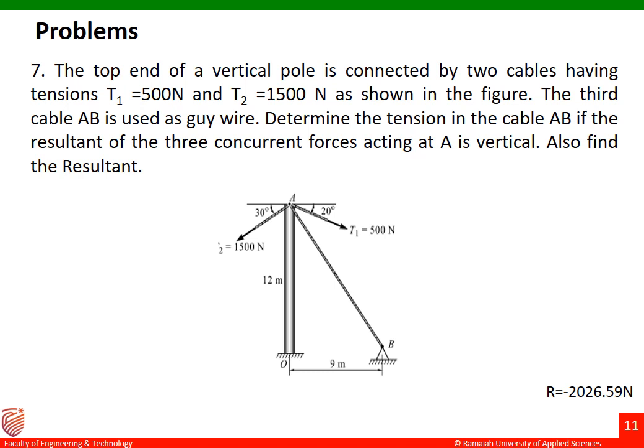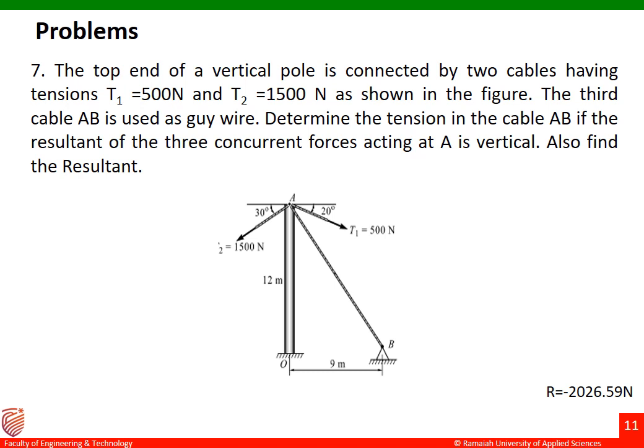Problem number 7. Let me read the question. The top end of the vertical rope is connected by two cables having tensions T1 equal to 500 Newton and T2 equal to 1500 Newton, as shown in the figure. The third cable AB is used as a guy wire. Determine the tension in cable AB if the resultant of the three concurrent forces acting at A is vertical. Also find out the resultant.